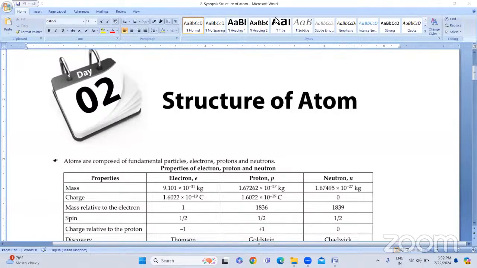Basically, what is present in an atom? What are the fundamental particles? We know atoms are composed of what? What are the fundamental particles which are present in atoms? The fundamental particles like electron, protons, neutrons, right? So in this chapter, you might have discussed the different fundamental particles. What are the important things you have to remember from this particular chapter?